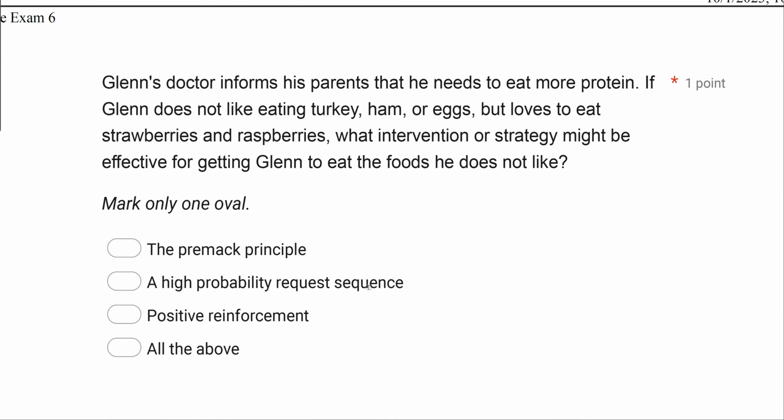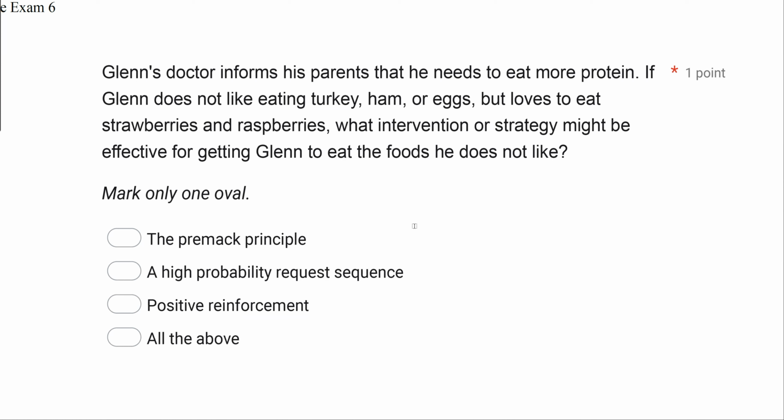Glenn's doctor informs his parents that he needs to eat more protein. If Glenn does not like eating turkey, ham, or eggs, but loves to eat strawberries and raspberries, what intervention or strategy might be effective for getting Glenn to eat the foods he does not like? Let's think about this, right? We have a situation where we're looking for the intervention or strategy to get Glenn to eat the foods he does not like. So the issue here is he doesn't want to eat turkey, ham, or eggs, but he loves strawberries and raspberries. So let's think about what we could do to use this to our advantage, right?